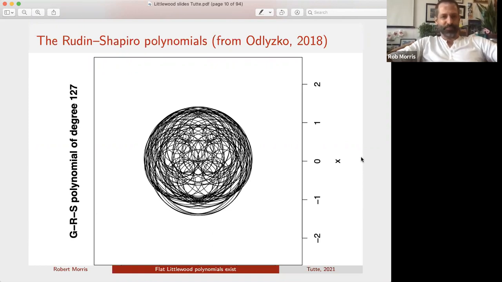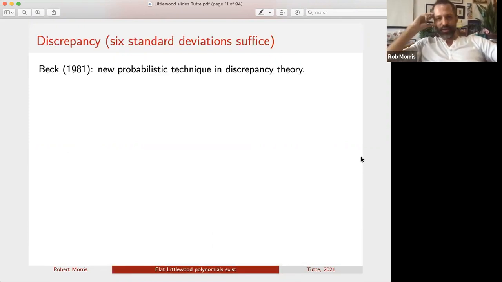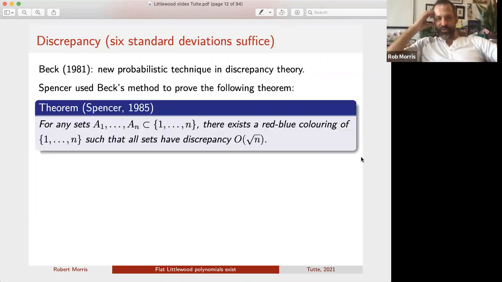So where does the probabilistic combinatorics come in? Well, it starts with some famous work of Beck, who in the early 80s introduced a new probabilistic technique in discrepancy theory, based on the pigeonhole principle, but applied in a very clever way, using probabilistic ideas. He discussed this with Spencer, and Joel was inspired to use this method to prove the following famous theorem, known as the six standard deviations suffice theorem. Probably most of you know this, but I'll say it anyway.